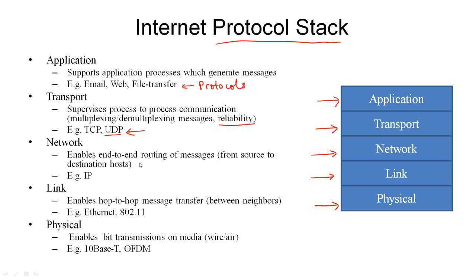Similarly, determining the path is the function of the network layer, and the protocol implemented here is IP, and enabling hop-to-hop message transfer is implemented at the link layer, and you have a bunch of protocols here, Ethernet, Wi-Fi, so on and so forth. And the actual transmission of bits on the media is handled by the physical layer. And even here, there are a bunch of protocols. 10BASE-T is part of the Ethernet standard. OFDM is a wireless physical layer protocol.